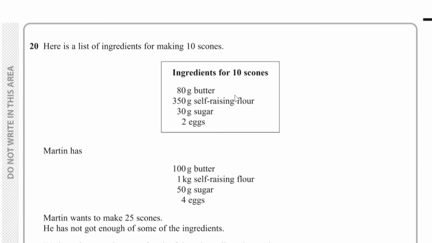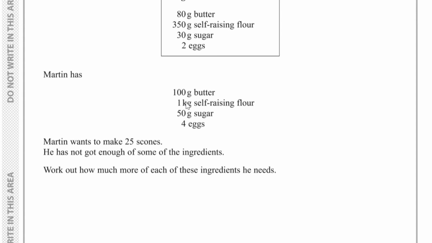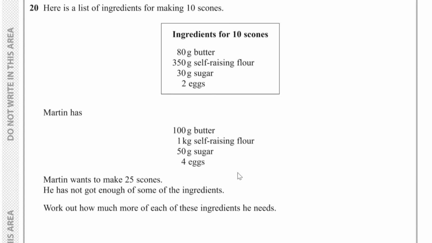Question number 20. Here is a list of ingredients for making 10 scones: 80 grams of butter, 350 grams of self-raising flour, 30 grams of sugar and 2 eggs. Martin has 110 grams of butter, 1 kilogram of self-raising flour, 50 grams of sugar and 4 eggs. Martin wants to make 25 scones. He has not got enough of some of the ingredients. We have to work out how much more of these ingredients he needs.